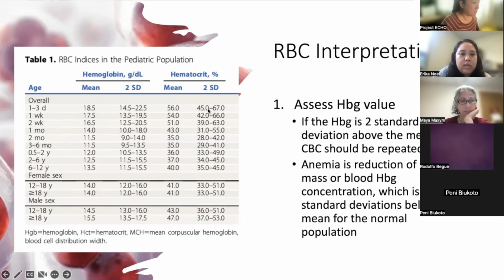So just to recap, we take a look at this, we find out how old our patient is, take a look at the mean, and we look at the 2 standard deviation window that the articles give us. If it is within 2 standard deviations of the mean, then the CBC can be repeated. And if it's below, then we consider that to be anemia.